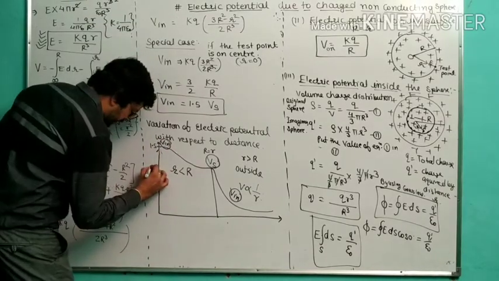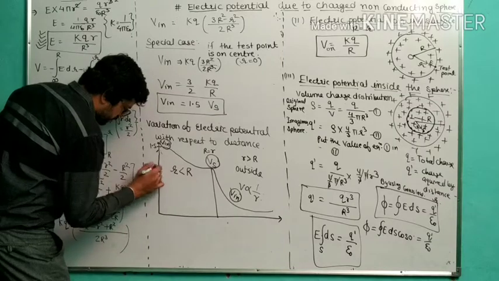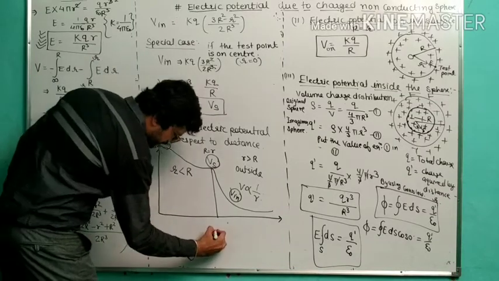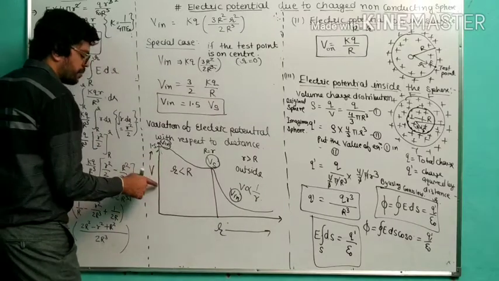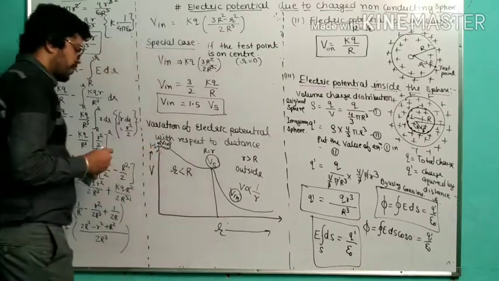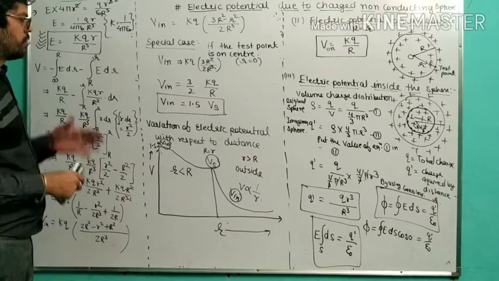Here we are talking about electric potential V, and the distance is r. So this is the graph between electric potential and distance. So the condition is understood.